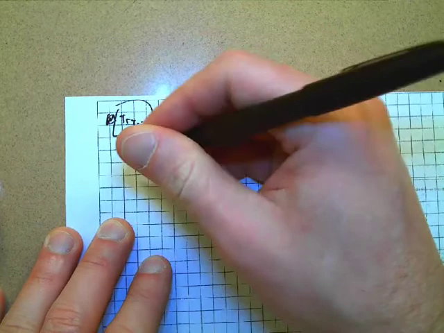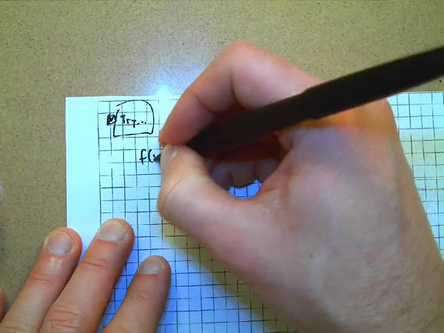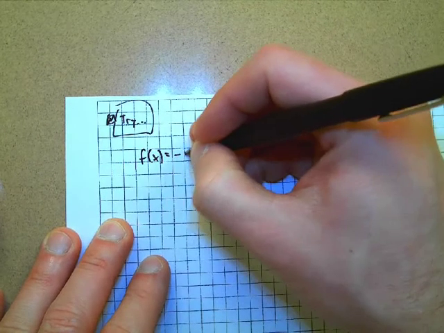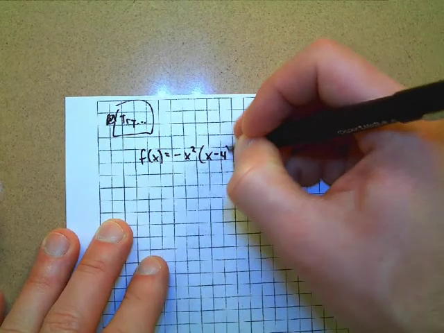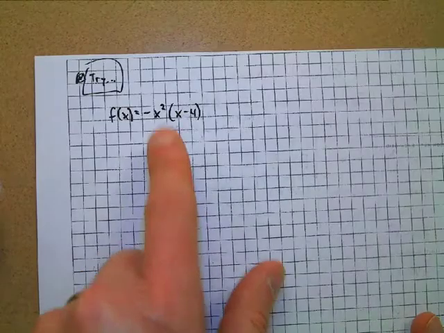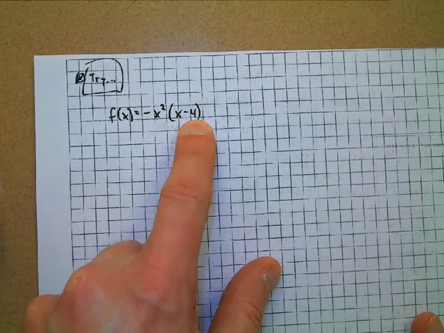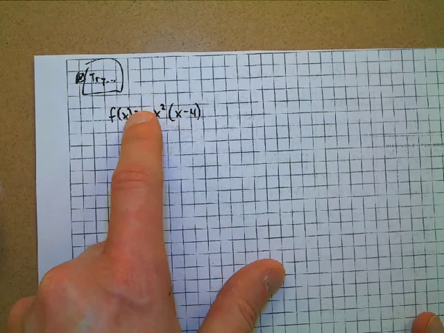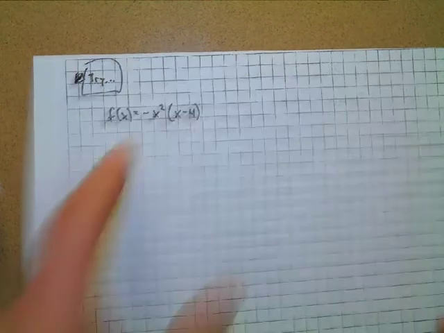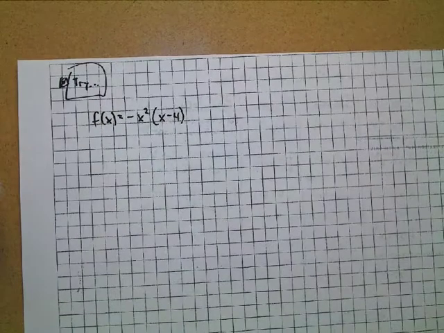Okay, I'll give you f of x equals negative x squared times x minus 4. Again, I would encourage you to type in your calculator just like you see it here. Don't put parentheses on the negative x. Make it negative x squared and then x minus 4, just like you see right here, and that'll get you to graph it right.